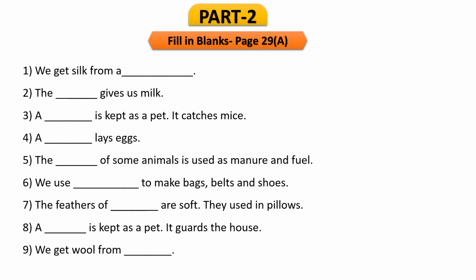Well, question number 1. We get silk from blank. The answer will be silkworm, because from silkworm we get the silk. Question number 2. The blank gives us milk. We know only the cow gives us the milk.